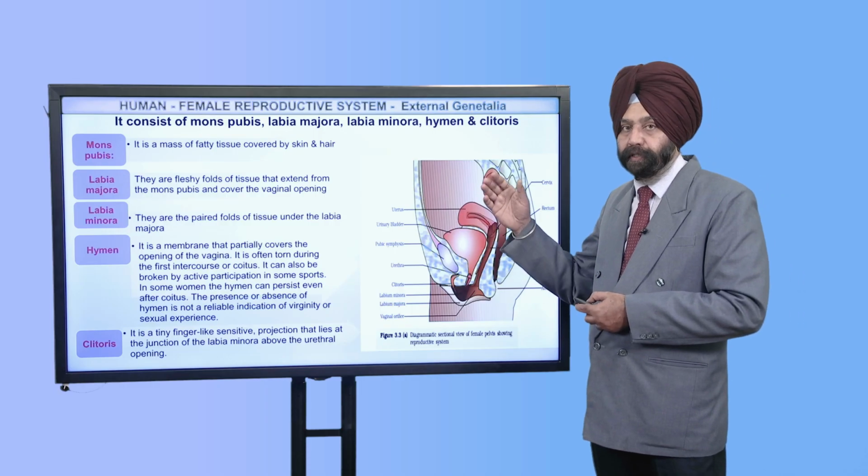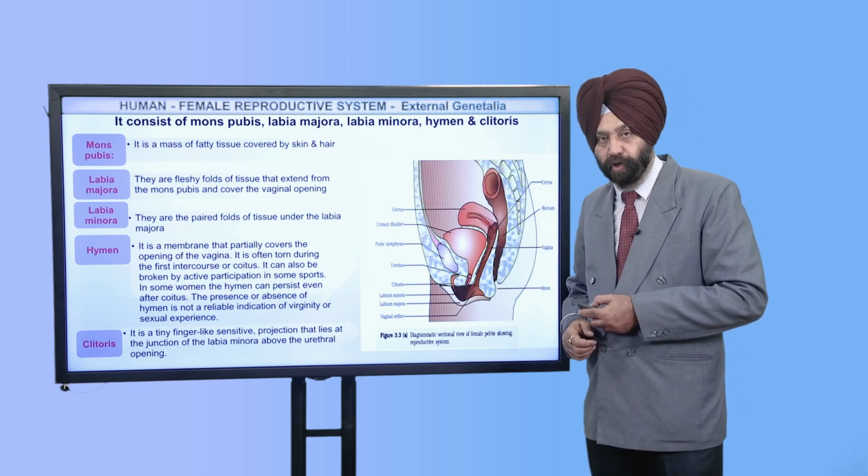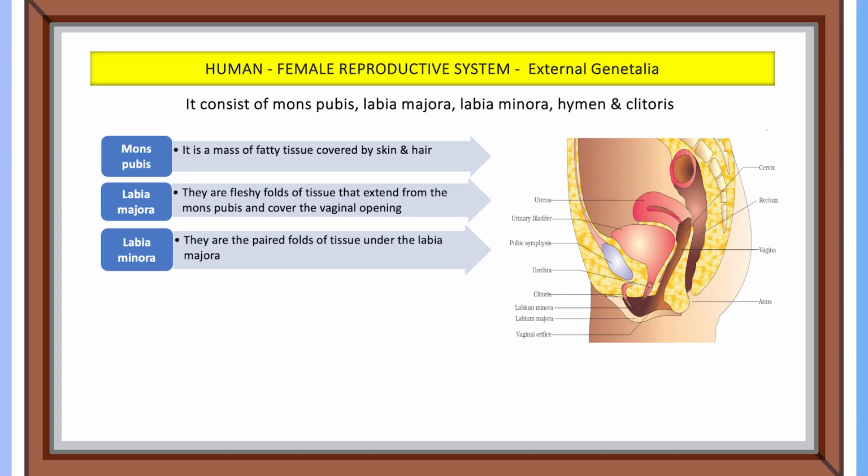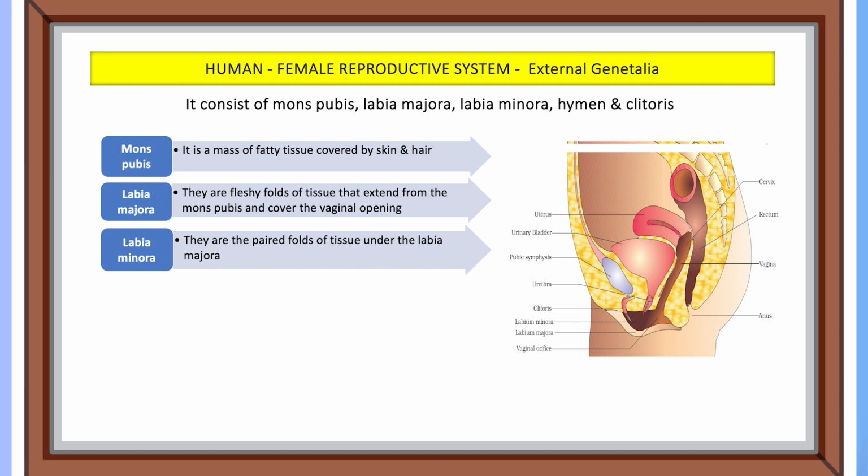Let us now go to the female external genital organs. They consist of mons pubis, labia majora, labia minora, the hymen and the clitoris. Let's go to them one by one. The mons pubis is a mass of fatty tissue covered by the skin and the hair. The labia majora is a fleshy fold of tissue that extends from the mons pubis and covers the vaginal orifice. Labia minora are paired folds of tissue under the labia majora.